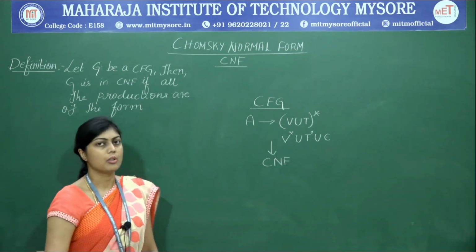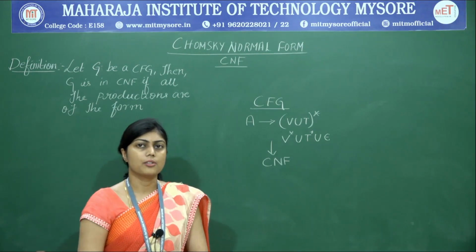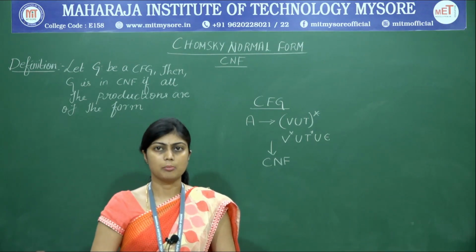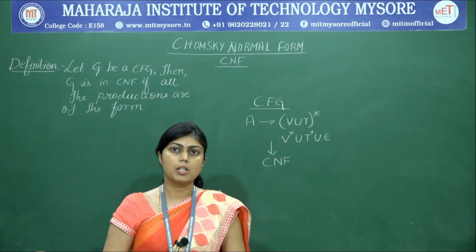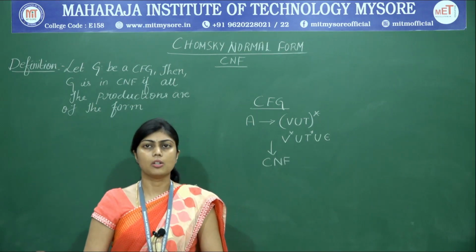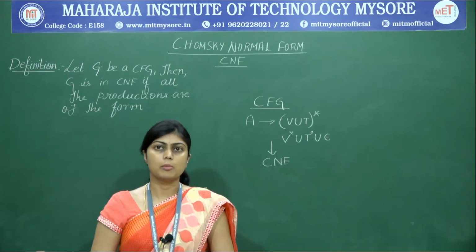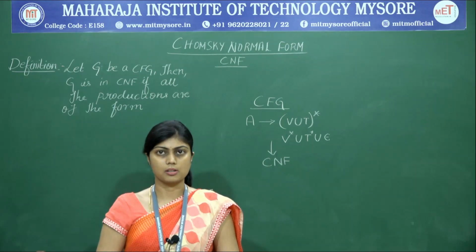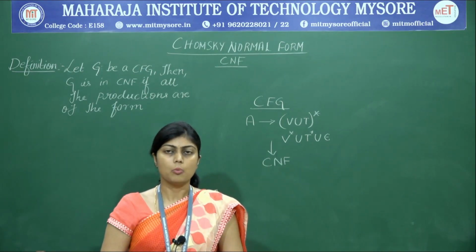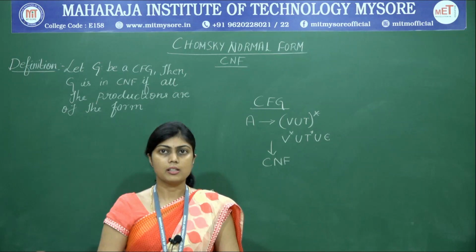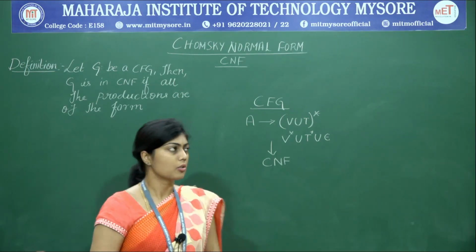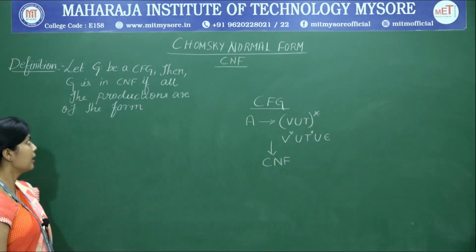For this we are going to use three kinds of simplification that we have already studied in the previous classes: elimination of the useless symbols, elimination of the epsilon productions, and elimination of the unit productions. First of all we will see what a grammar in the CNF form is. So we have the definition of the CNF form.